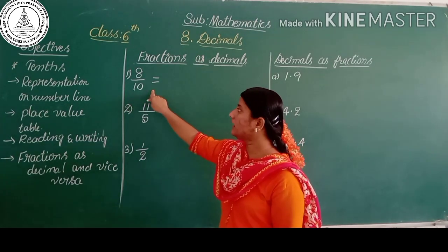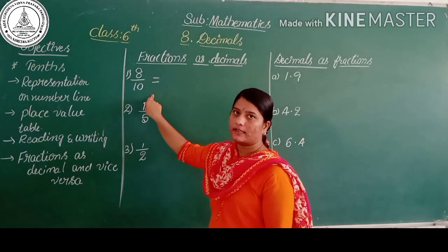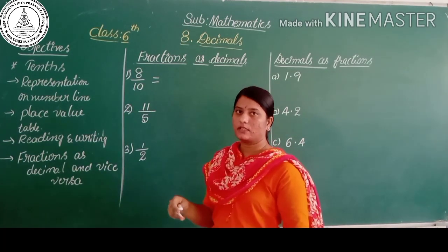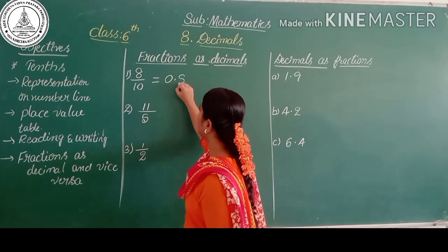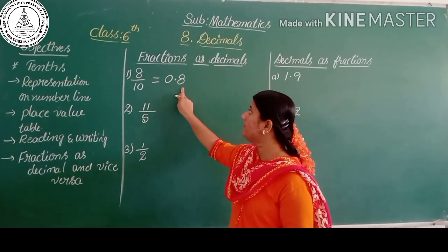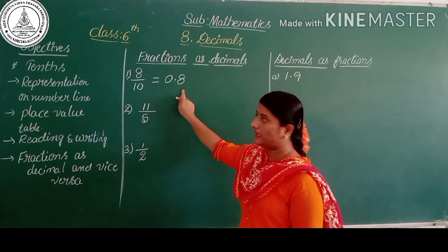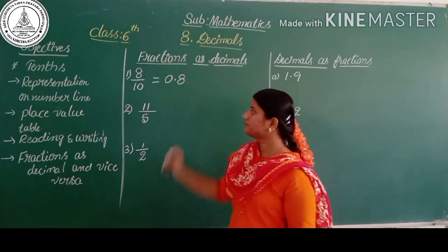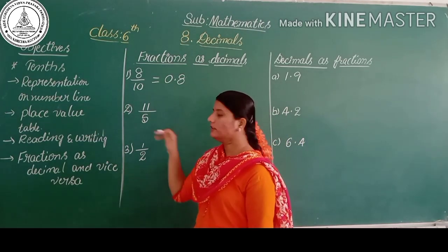Right? How can we read the fraction? It is a decimal fraction. We can read it as 8 tenths. So we have to write the 8 in the tenths place. So how can we write it? That is 0.8. The first place to the right of the decimal point is the tenths place. So we write it as 0.8.